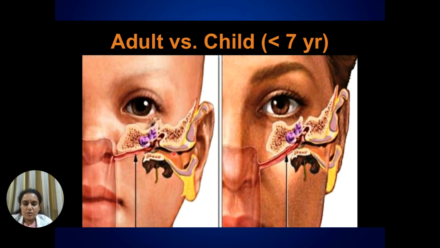And here is a pictorial description of the eustachian tube comparing the adult as well as the child. So this is the adult one. And if you see in children, the eustachian tube seems to be a little straighter, horizontal, wider, and shorter. So it is easy for infections to enter the middle ear from the nose and the nasopharynx.